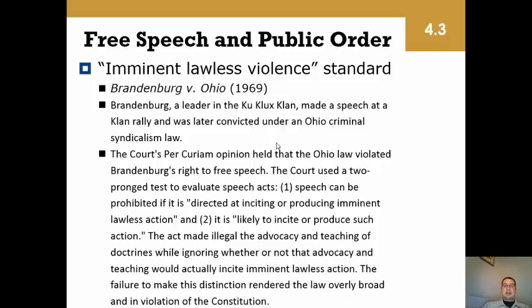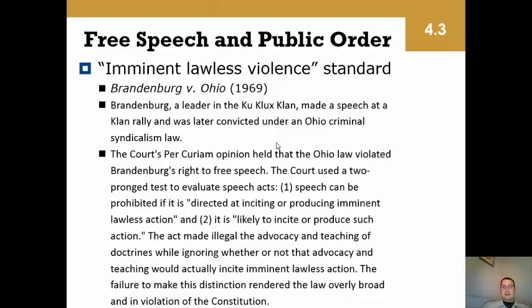So the other standard, imminent lawless violence. So Brandenburg v. Ohio. Brandenburg was a leader in the Ku Klux Klan, and nobody liked this guy, right? He was going to try and do a Ku Klux Klan rally in Ohio, and the Ohio law tried to prohibit him from having his march. However, the court used a two-pronged test and said speech can be prohibited if it's directed at inciting or producing imminent lawless action, and it's likely to incite or produce such action.